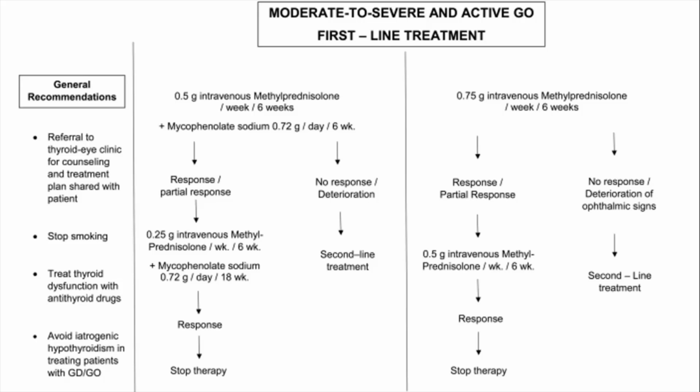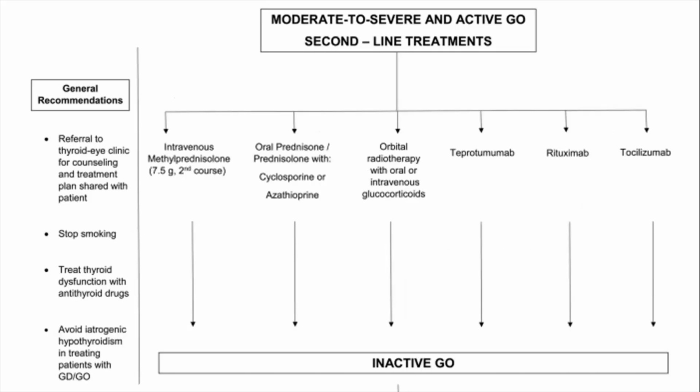Now let us look at what second line treatments are available. As per EUGOGO, the second line treatments are a second course of intravenous methylprednisolone, with a cumulative dose of 7.5 gram, or oral prednisolone, or prednisolone in combination with cyclosporine or azathioprine, or orbital radiotherapy, or you can have teprotumumab, rituximab, or tocilizumab.